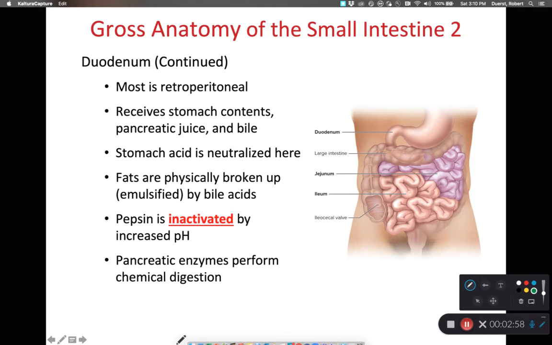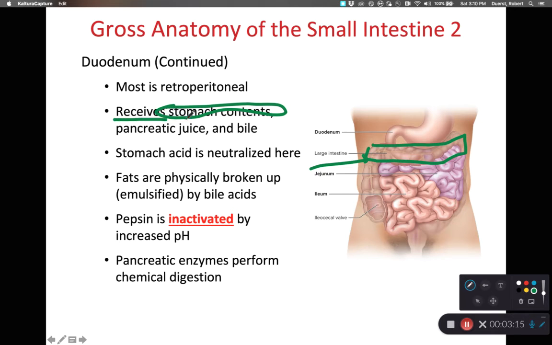Now, as we look at the duodenum, notably, since it's posterior to the transverse colon, that duodenum is going to be retroperitoneal. Most of it is at least going to be retroperitoneal. It's going to receive the chyme from the stomach, the pancreatic juice from the pancreas, and the bile from the liver and gallbladder. The pancreatic juice in particular contains a lot of sodium bicarbonate, which is going to neutralize the stomach acid that is being drained in through the pyloric valve.